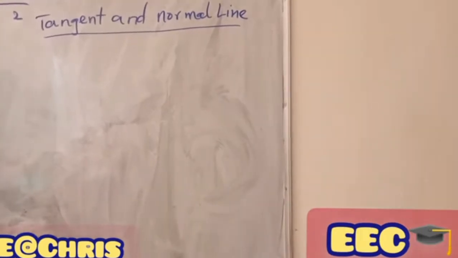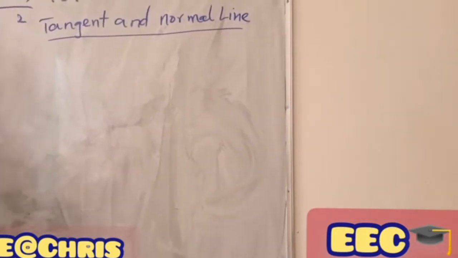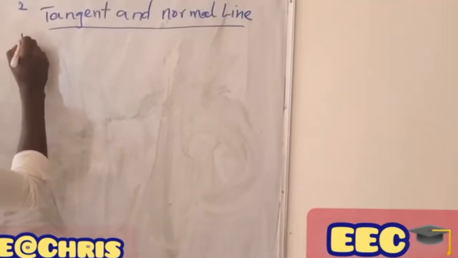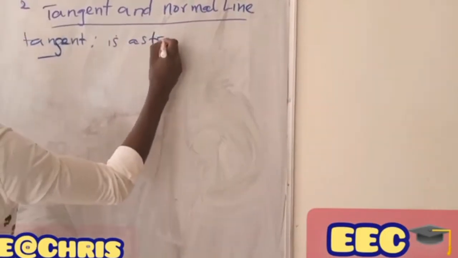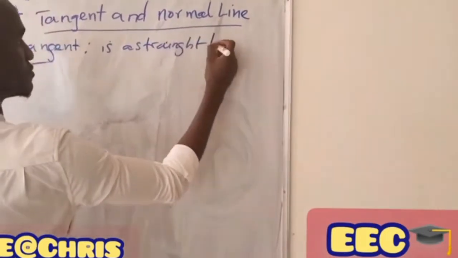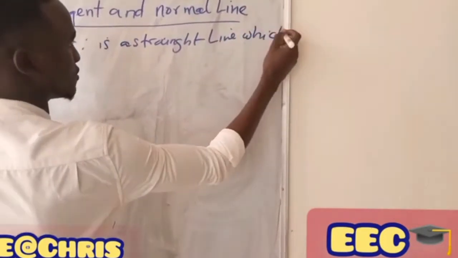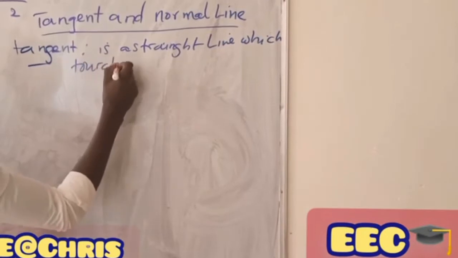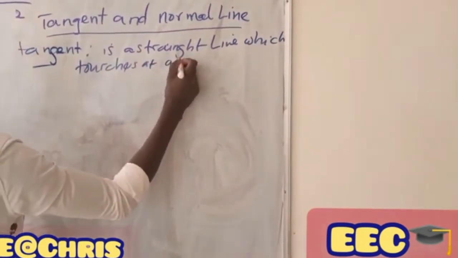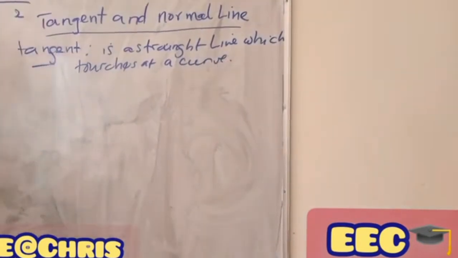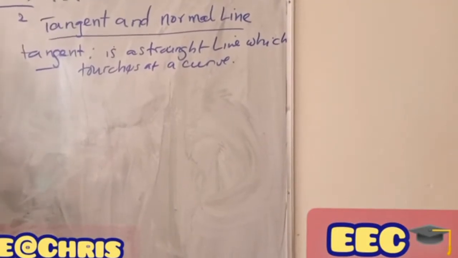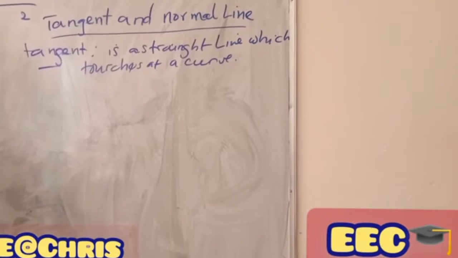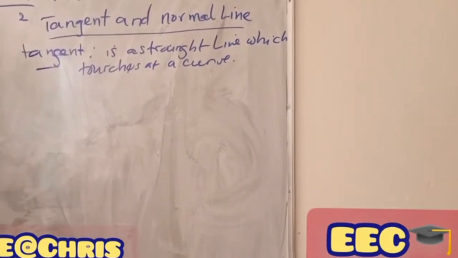Tangent is a straight line which touches a curve at a point. That is the definition of the tangent, whereas a straight line perpendicular to the tangent at the point where it meets the curve is what we call the normal line.